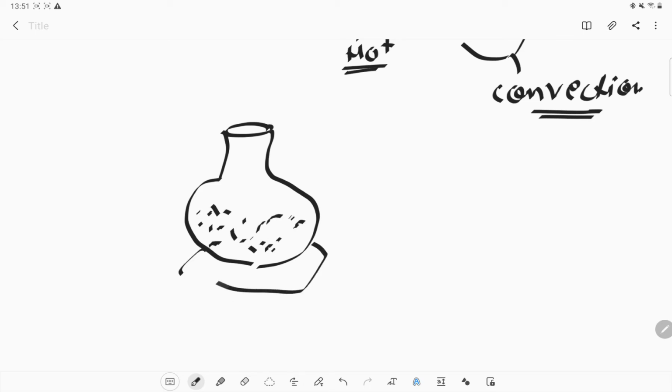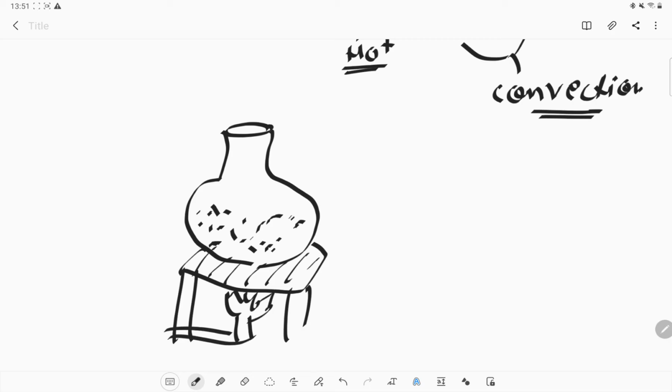And here is a stand, on which we have kept some burners, and these burners are on. Now what happens is that the water just below the burner becomes hot first. This will become hot and this will remain cold for some time. So why is it getting hot? Because the water is heated near the flame, because it is present near the flame.